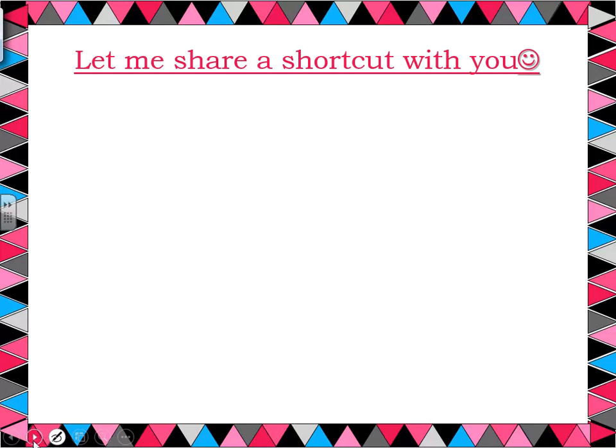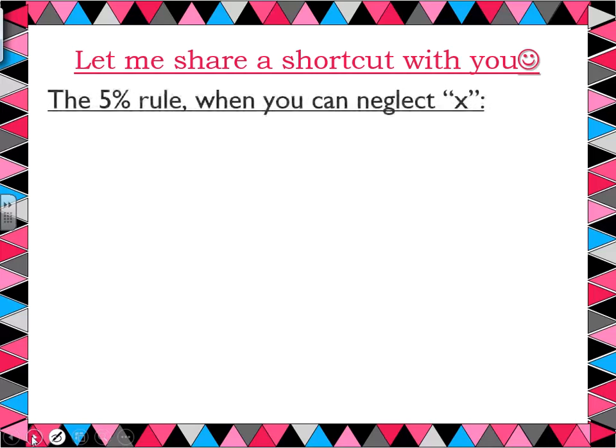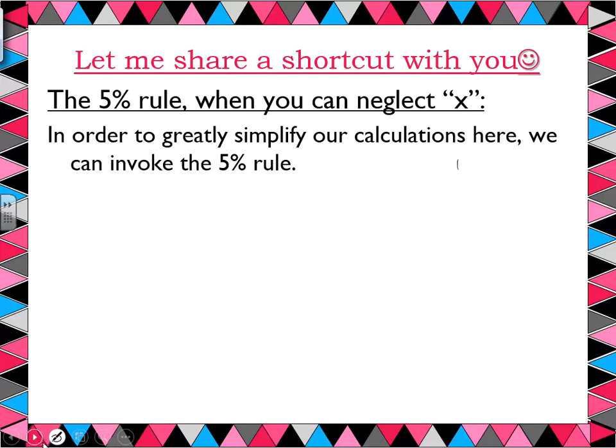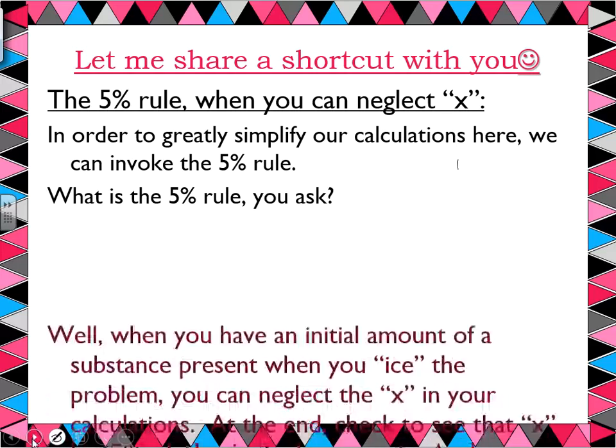There is one little shortcut that I want to share with you for these weak acid, weak base calculations, and it's called the 5% rule. This is a really handy shortcut, because we know that weak acids and weak bases only dissociate about 5%. So there are certain times that we can neglect the X in our problem. This greatly simplifies our calculations when we can invoke the 5% rule. So what is the 5% rule, you may ask?